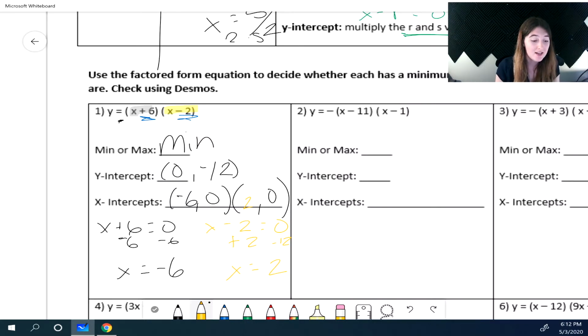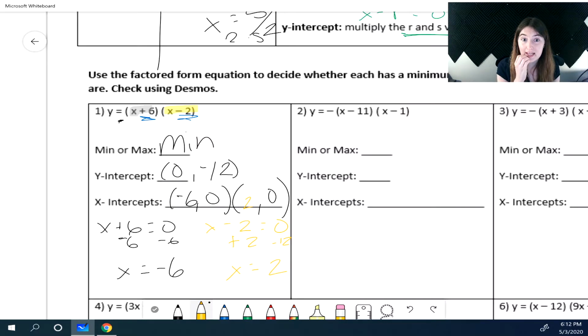All we need to look at is the number in front. If there's a negative in front, that means we open up or we open down. That negative or not negative in front will tell us that. Our y-intercept is going to be the negative in front times the r value and s value. So the negative in front, if there is one, there isn't one here. So 6 times negative 2. And we just have to remember y-intercept means x is 0. And our x-intercepts means we just take our two factors and we set them equal to 0 and solve.